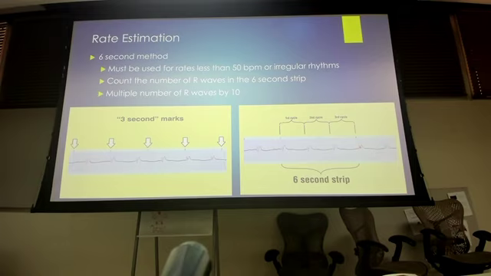And on the exam, you're not going to have to be perfect. But does everybody understand what we're doing? We're counting these 3 tick marks, and there's 3 seconds there, 3 seconds there. That gives us 6 seconds, and you're counting the R waves within that 6-second strip. You multiply it by 10, and that's your number.